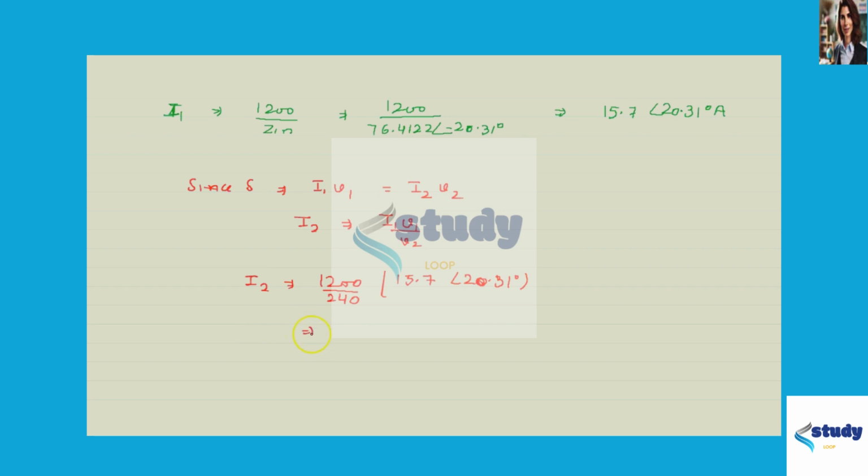After we solve this value, we will get 78.5∠20.31° ampere. This is the answer.